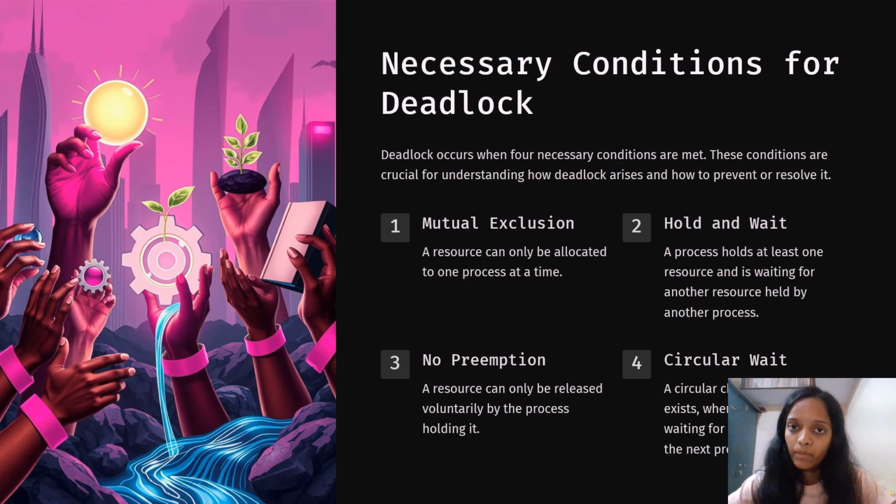Mutual exclusion. A resource can only be allocated to one process at a time. Hold and wait. A process holds at least one resource and is waiting for another resource held by another process. Third one is no preemption. A resource can only be released voluntarily by the process holding it. Circular wait. A circular chain of processes exists where each process is waiting for a resource held by the next process in the chain.